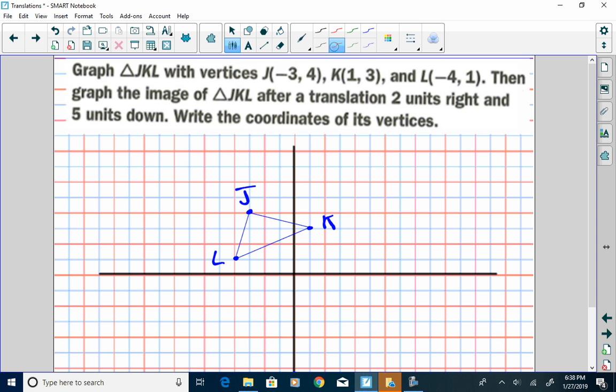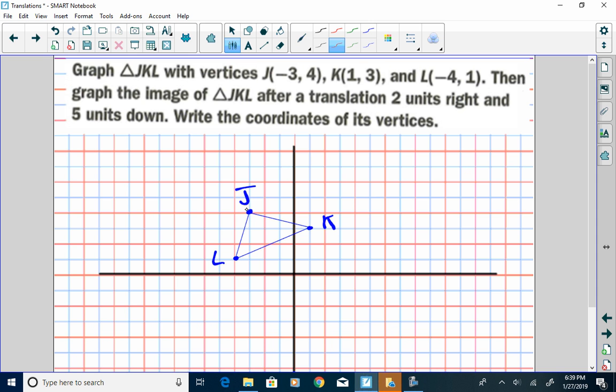We want to now graph the image of JKL after translation 2 units right, 5 units down. So triangle JKL is our pre-image. Triangle JKL after the translation will be our image. So we start 2 right and 5 units down. In order to translate the triangle, we have to translate each individual point 2 units to the right, 5 units down. So let's start with point J.